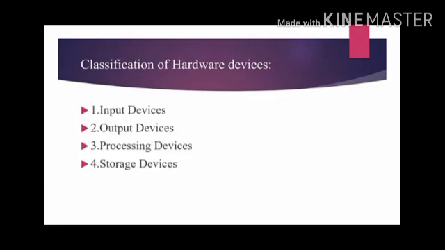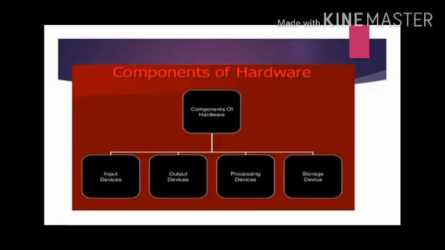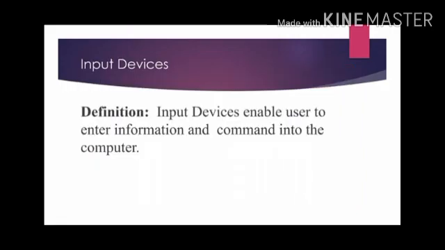Now we can classify computer hardware into four categories: input device, output device, processing device, and storage device. You can see in this diagram various components of hardware. First of all, let's discuss input devices. What do you mean by input device? An input device enables the user to enter information and commands into the computer.